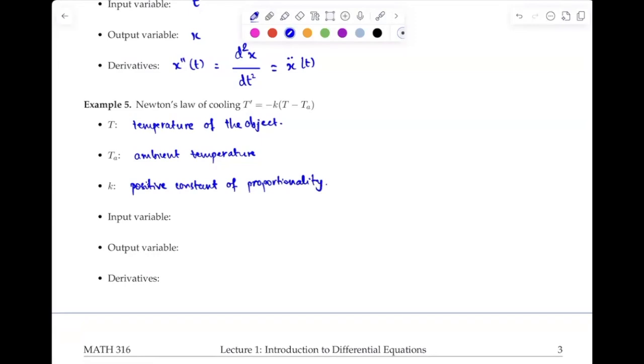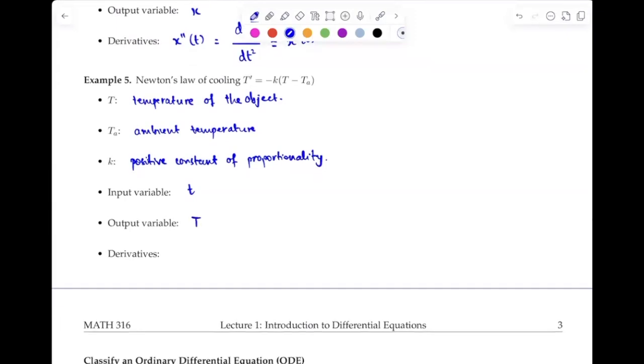So for the input variable here, even though we don't see the input at all, we can assume that this is related to a cooling process. You have a hot object, and you want to let it cool down and reach room temperature. So in a way, we can assume that the independent variable is time t. Little t is the input or independent variable, and the output variable is capital T, which stands for the temperature of the object. So here the derivative is T prime of little t, or dT/dt, or T dot of t.